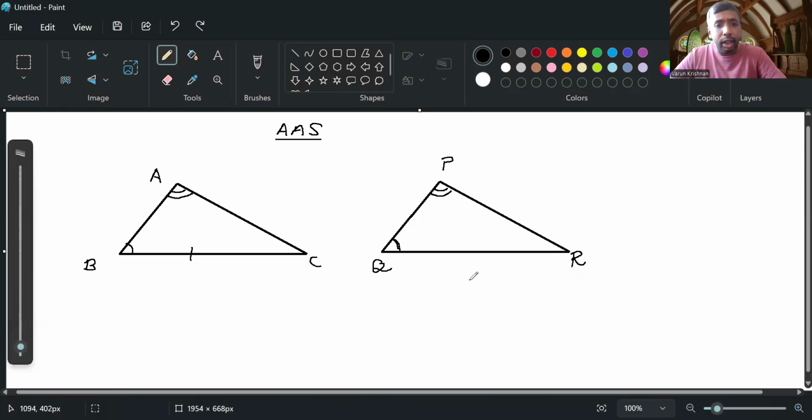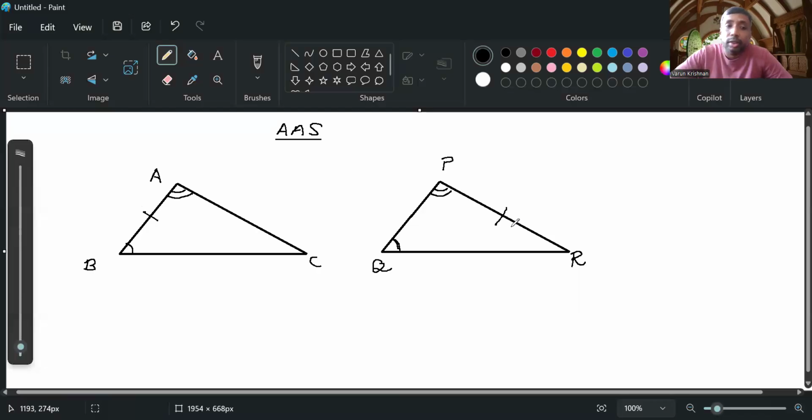What I mean is that, let's say that I prove that angle B and angle Q are equal, angle A and angle P are equal. And if we can observe that AB and PR are of the same length, then this is not sufficient for us to conclude that the two triangles are congruent. Why? Because for the first triangle, for triangle ABC, it is ASA. Whereas for the second triangle, triangle PQR, it is AAS.